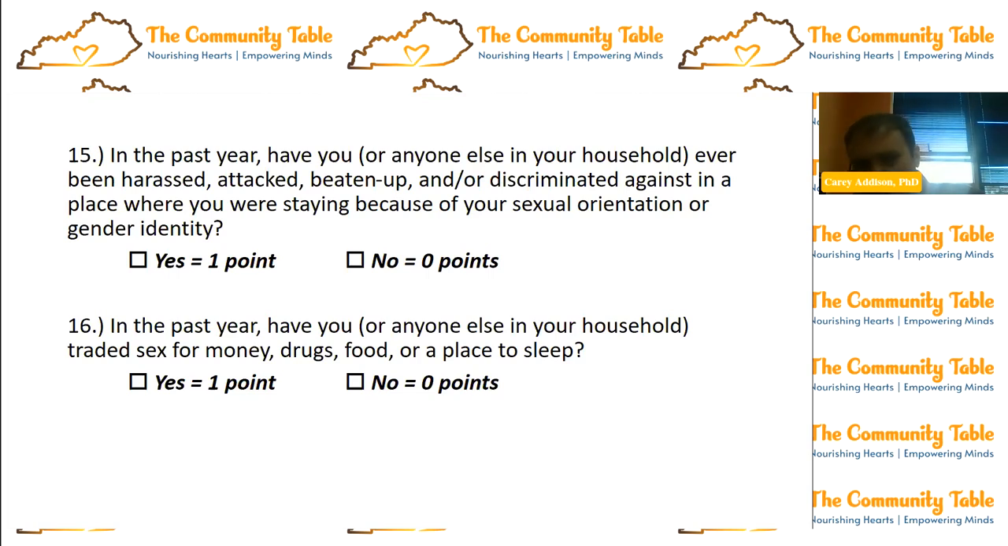or gender identity? So that pertains to things like if you were kicked out of your home, especially for young adults, or if you were in a shelter program and maybe they didn't let you stay because you're a transgender male and they wanted you to stay in the female program, even though you don't identify as a woman. So that is a vulnerability point.